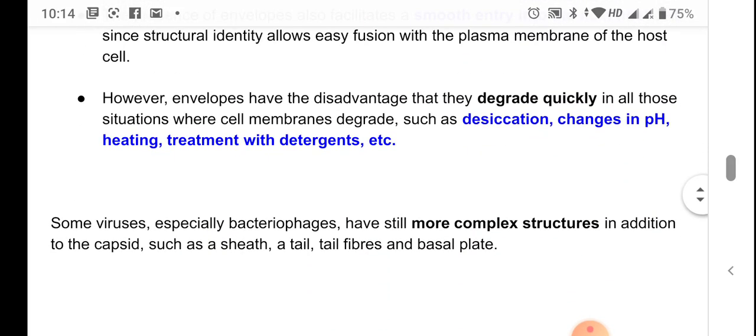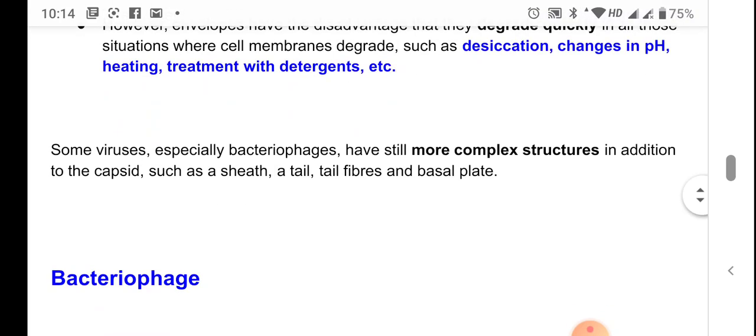And viruses like bacteriophages have more complex structures in addition to the capsid. They have a sheath, tail fibers, and basal plate. About bacteriophages we will be discussing in another session.